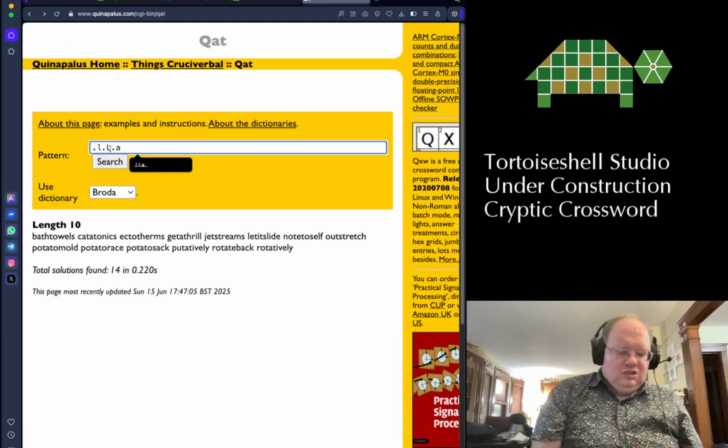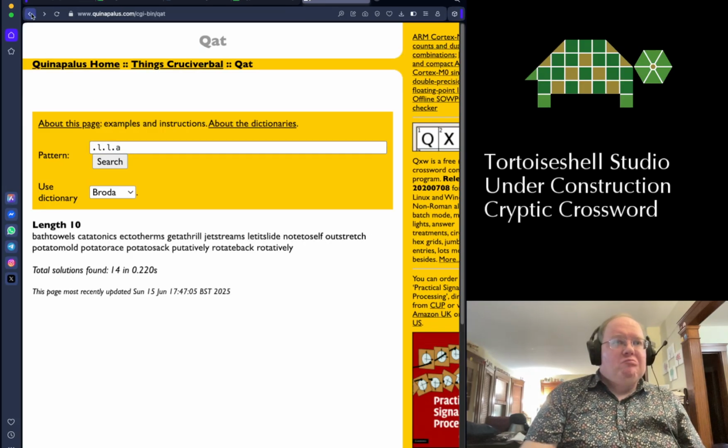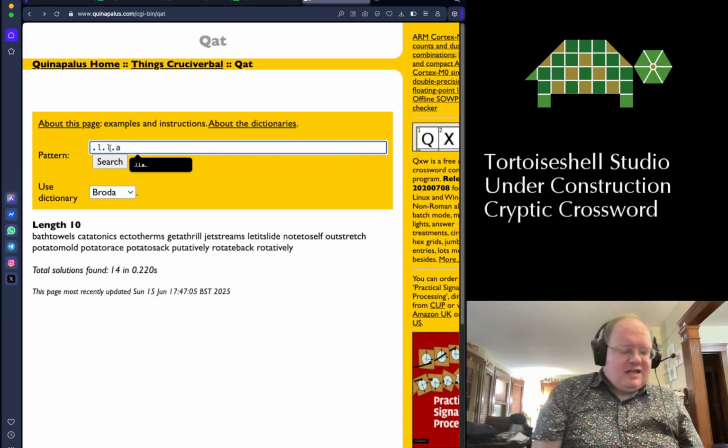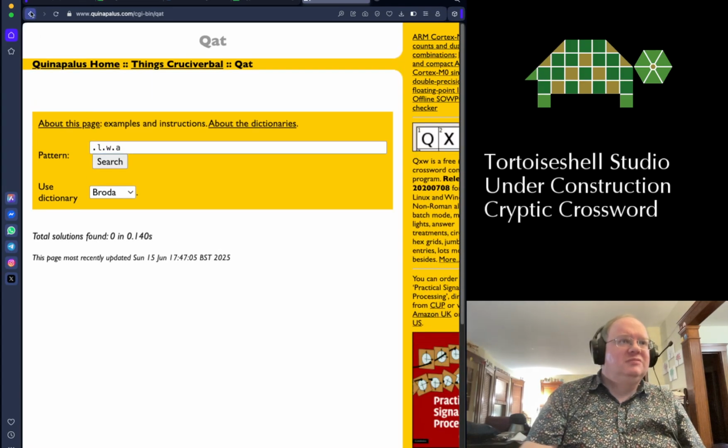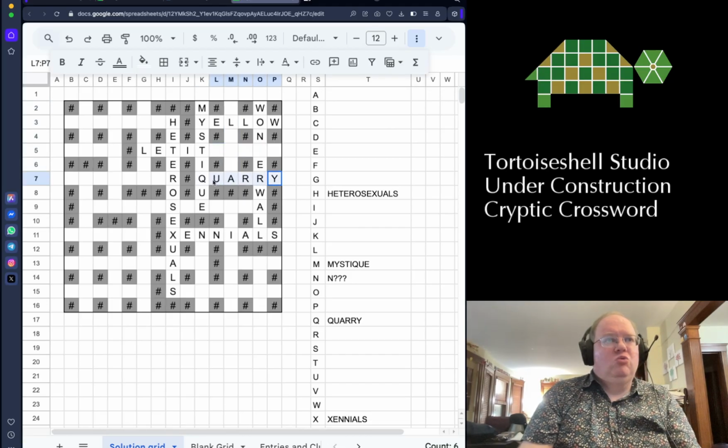Not capital L. Alalia. Yeah, no. Bath towels. All right, so maybe we'll back out of quarry. Still like having yellow there.